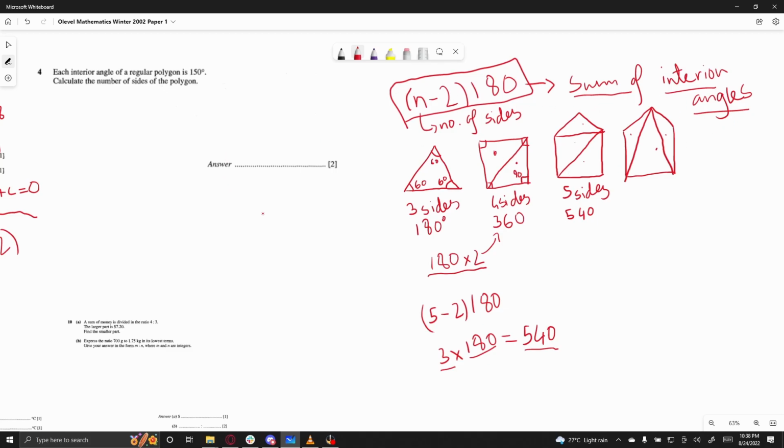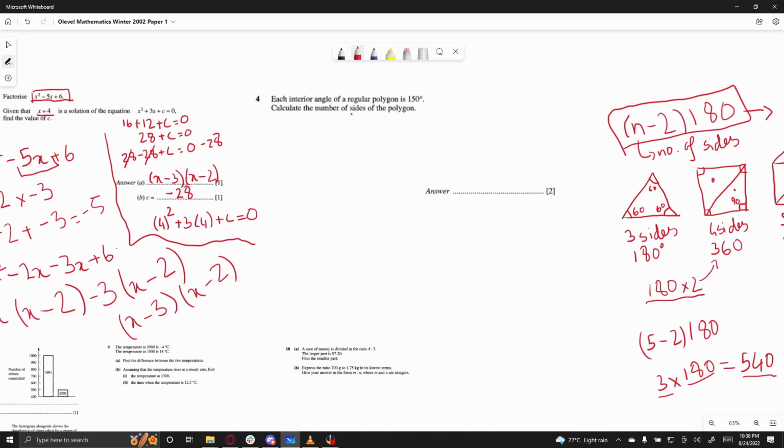interior angles. All right. So coming back to this question, we see that each interior angle of a regular polygon is 150 degrees. Calculate the number of sides of the polygon. So what we want really is that n, in our formula, which is n minus 2 into 180. We don't have this n, but we do have what all interior angles is.